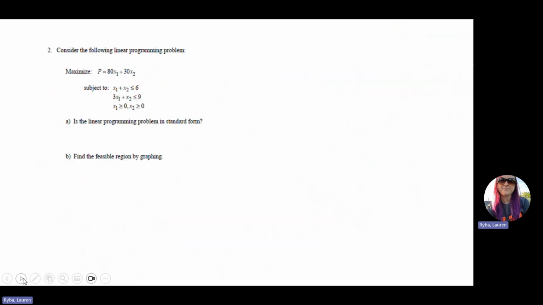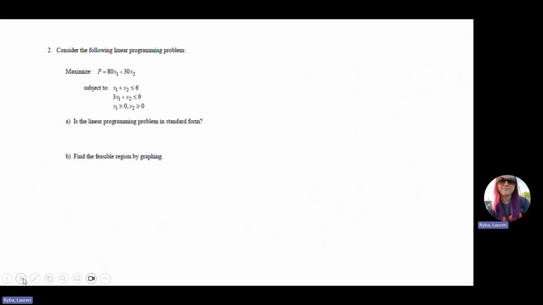I am never going to go above 2 variables, 2 unknowns. Okay? It gets really, really long after that. So I will teach you this way so you understand the process. We want to maximize 80x1 plus 30x2, subject to the following inequalities: x1 plus x2 is less than or equal to 6, 3x1 plus x2 is less than or equal to 9, and x1 and x2 are both greater than or equal to 0.